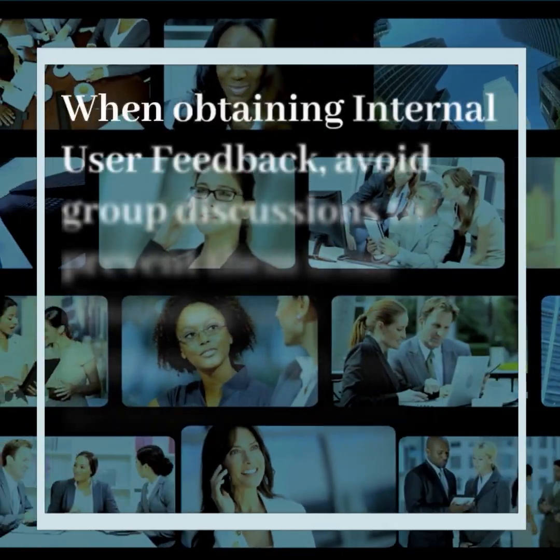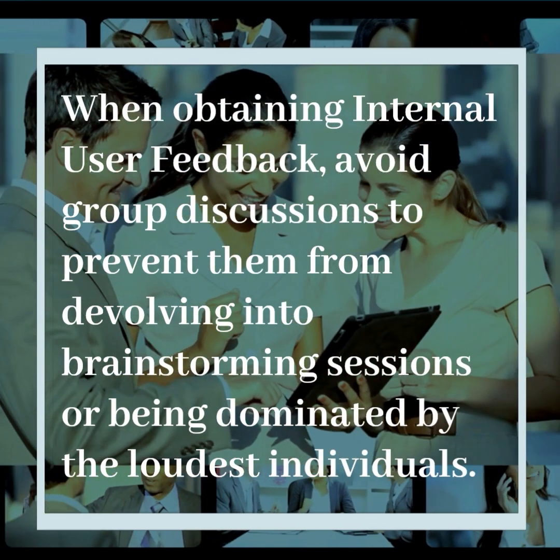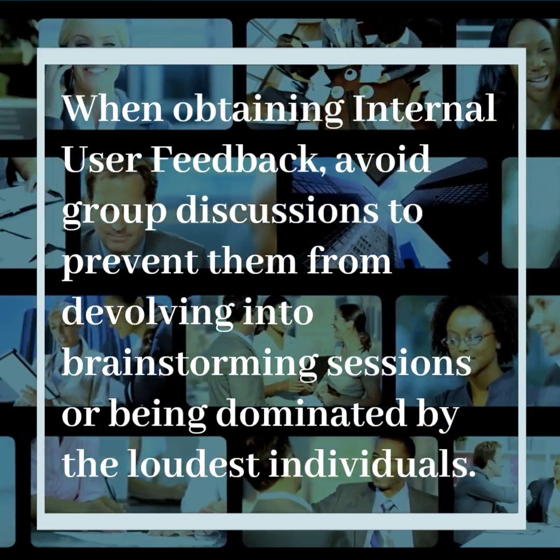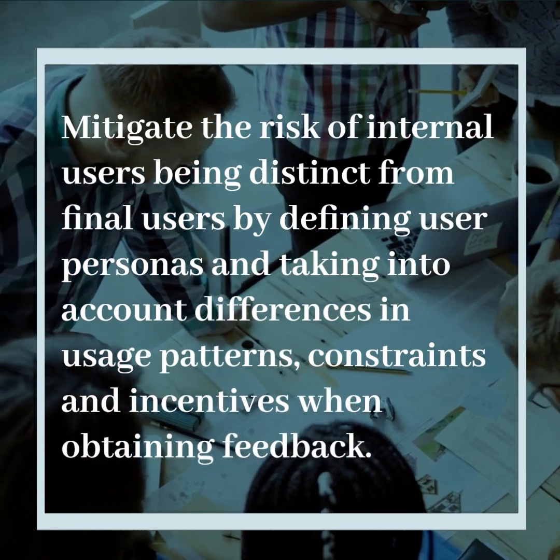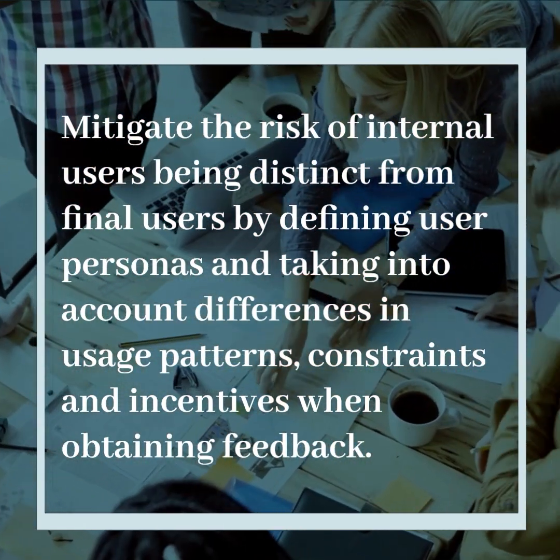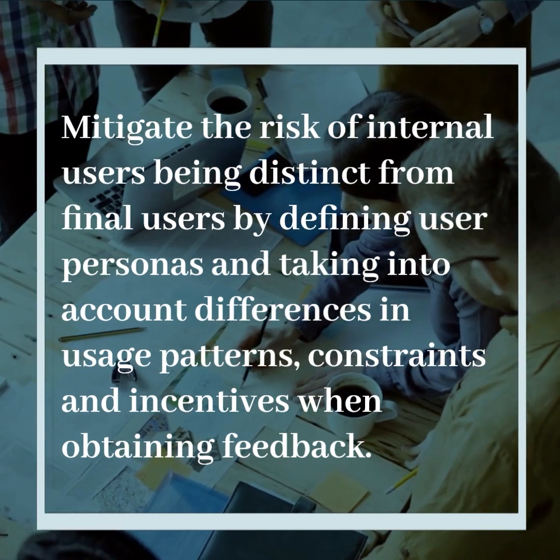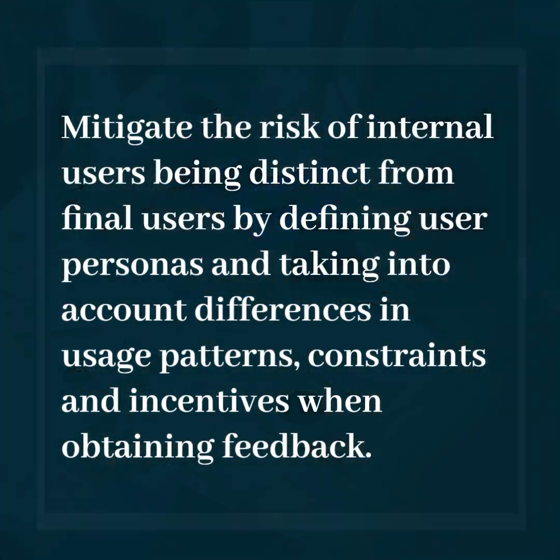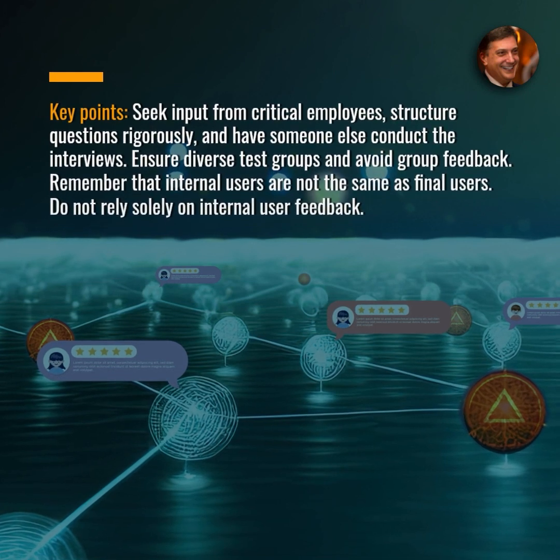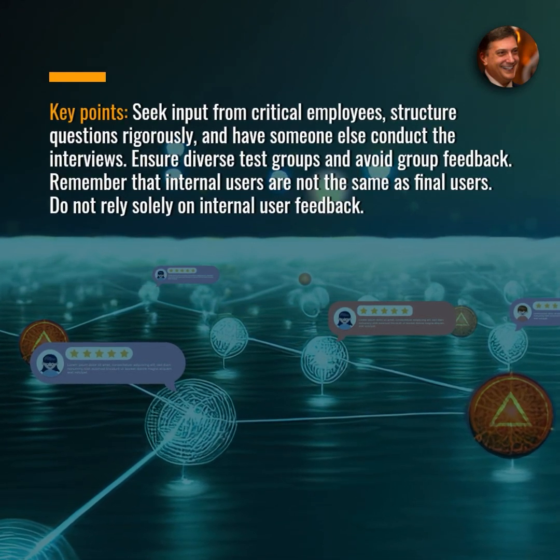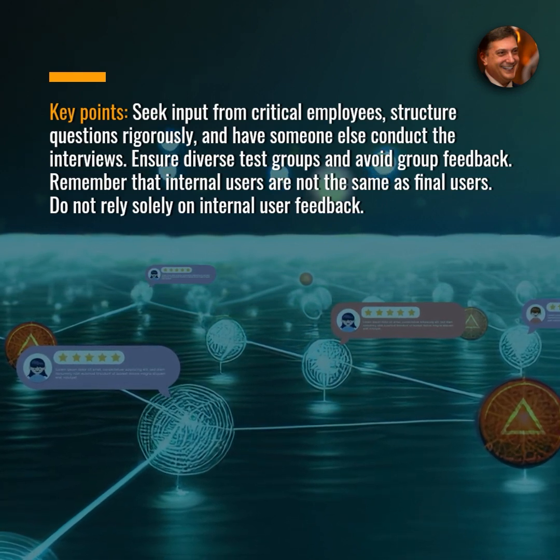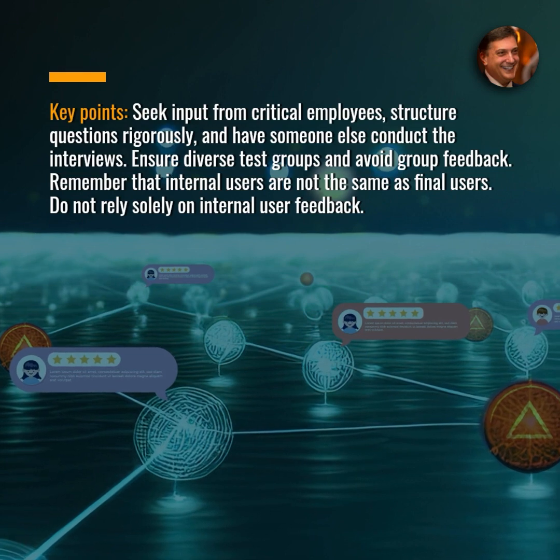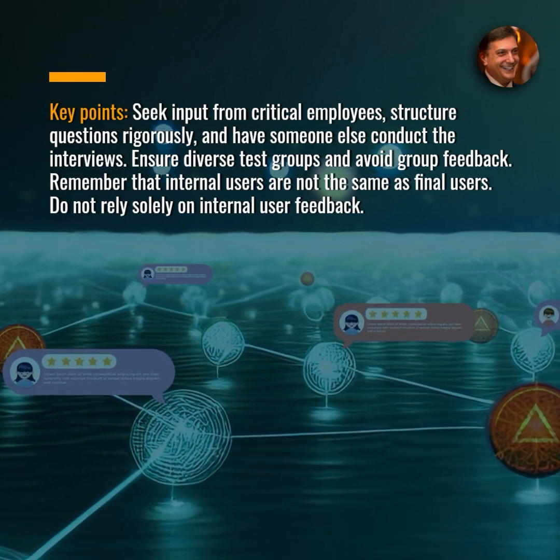When obtaining internal user feedback, avoid group discussions to prevent them from devolving into brainstorming sessions or being dominated by the loudest individuals. Mitigate the risk of internal users having different needs than final users by defining user personas, understanding their needs and taking into account differences in usage patterns, constraints and incentives when obtaining feedback. Key points. Seek input from critical employees, structure questions rigorously, and have someone else conduct the interviews. Ensure diverse test groups and avoid group feedback. Remember that internal users are not the same as final users. Do not rely solely on internal user feedback.